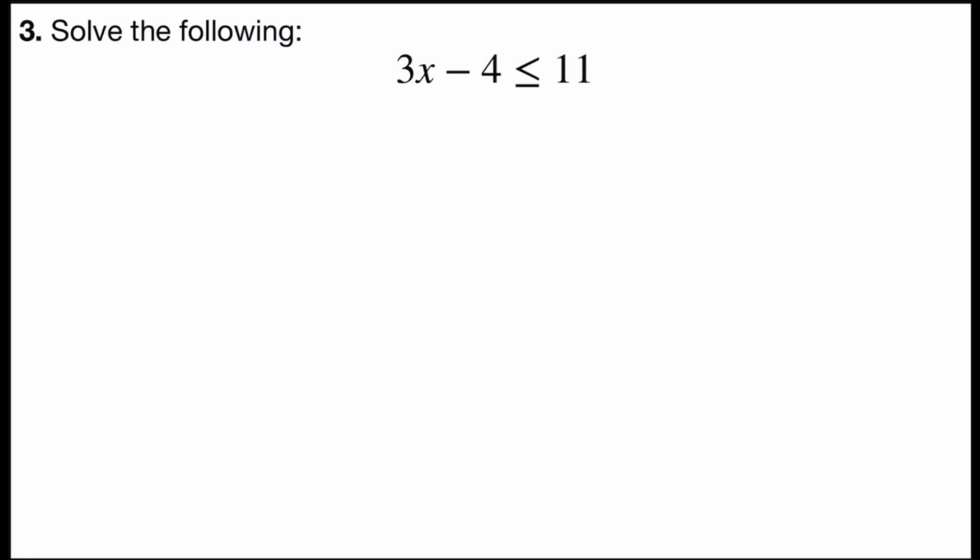Problem number 3 says solve the following. 3x minus 4 is less than or equal to 11. And so this is an inequality, and the steps to solve an inequality are very similar to the steps to solve an equation. We have to isolate the variable term on one side, the number terms on the other.